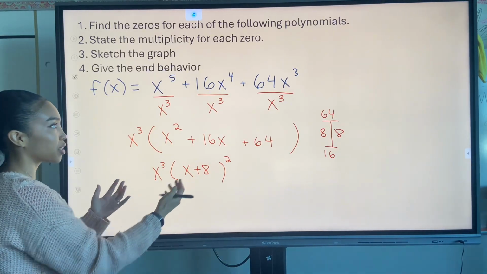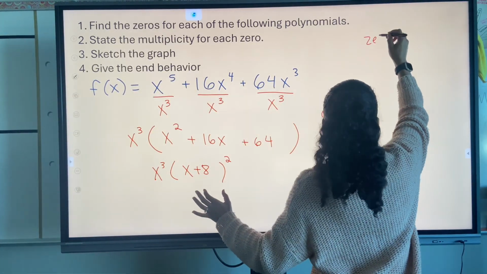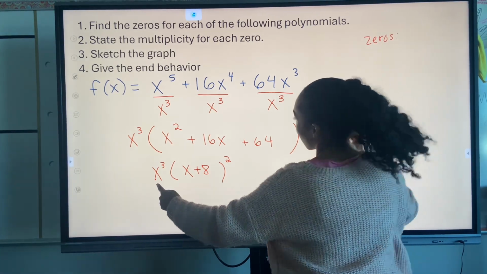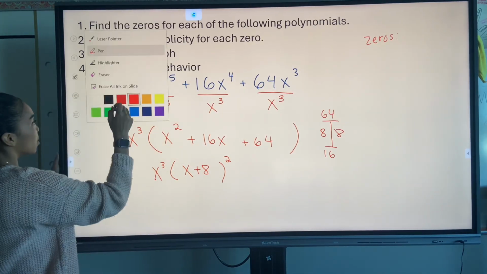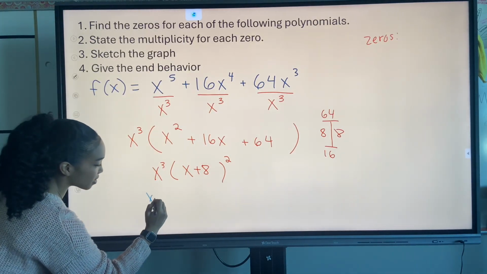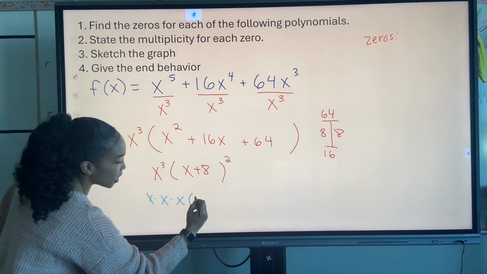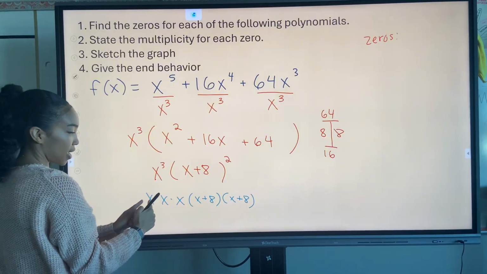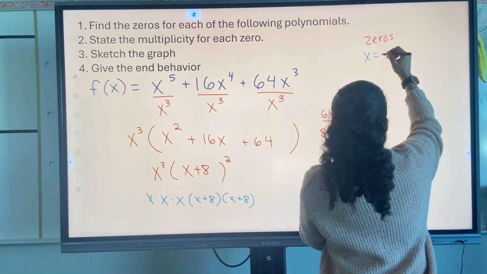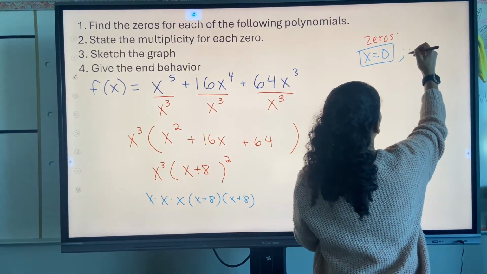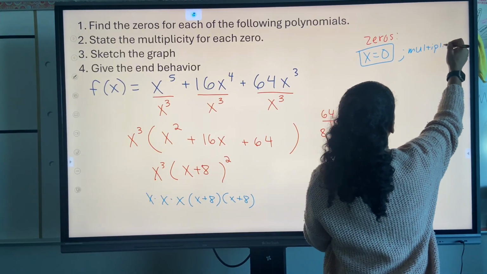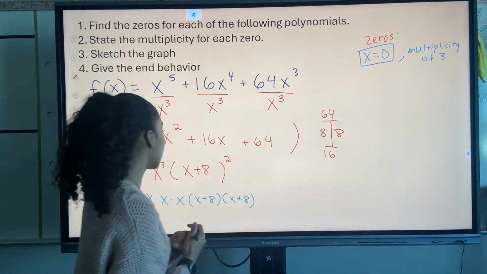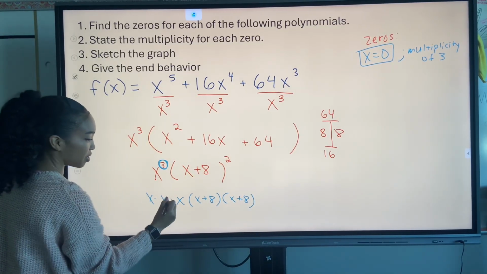Now that we factored it, let's talk about our zeros. So this is your first zero, x cubed. And this just means, if I were to expand the factors, this is x times x times x, and this would be (x plus 8) times (x plus 8), okay? So just set x equal to 0, and that's one of your zeros, and your multiplicity is 3, because this is a 3. You have 3 of them.